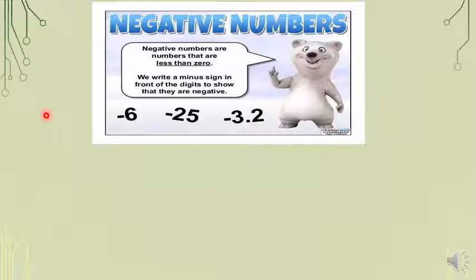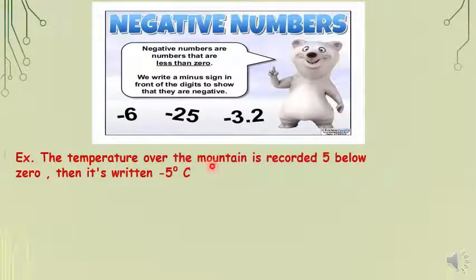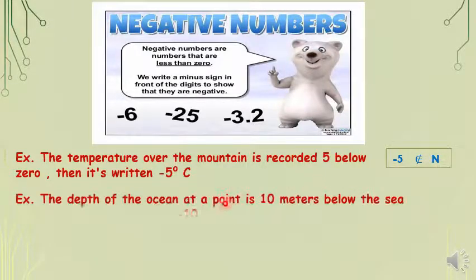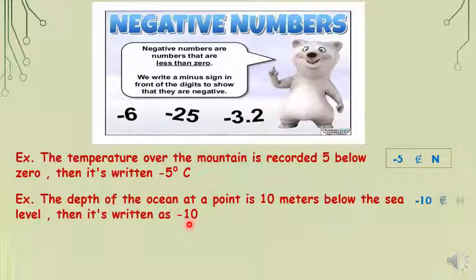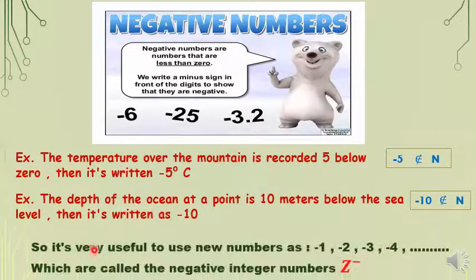When we need to use these negative numbers, for example, the temperature over the mountain is recorded 5 below 0. Then it's written negative 5 degrees, and this negative 5 doesn't belong to N. Another example, the depth of the ocean at a point is 10 meters below the sea level. Then it's written as negative 10, and this negative 10 doesn't belong to N. So, it's very useful to use new numbers such as negative 1, negative 2, negative 3, negative 4, and so on, which are called the negative integer numbers, or Z negative.